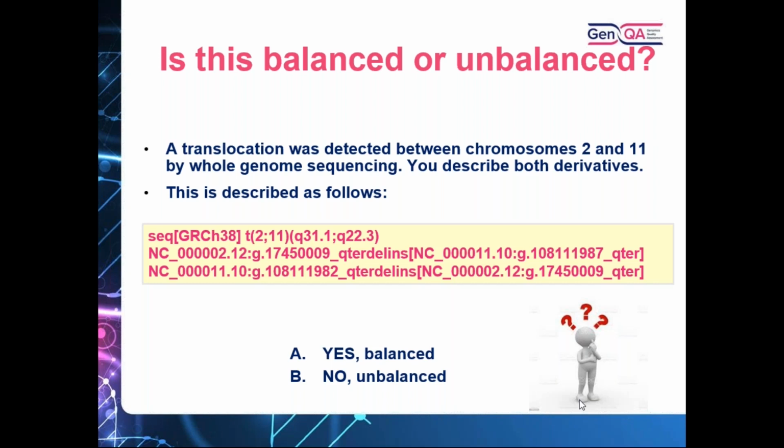So this is a translocation detected between chromosomes 2 and 11 by whole genome sequencing. And because it's a translocation, we describe both derivatives. So this will be looking at the chromosome 2, where it adds chromosome 11, and this is chromosome 11, where the reciprocal part of chromosome 2 is there. My question to you is, is this balanced or is it not?